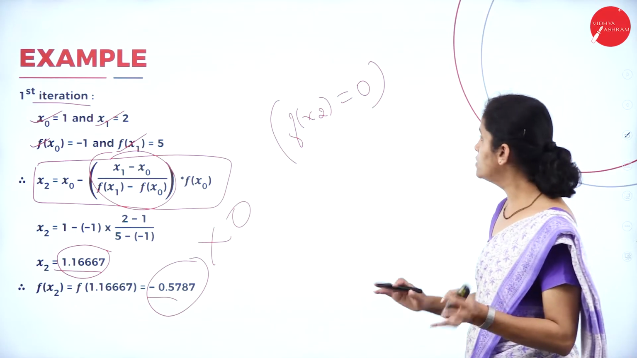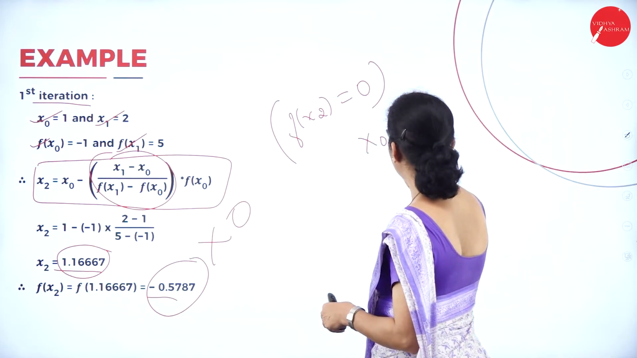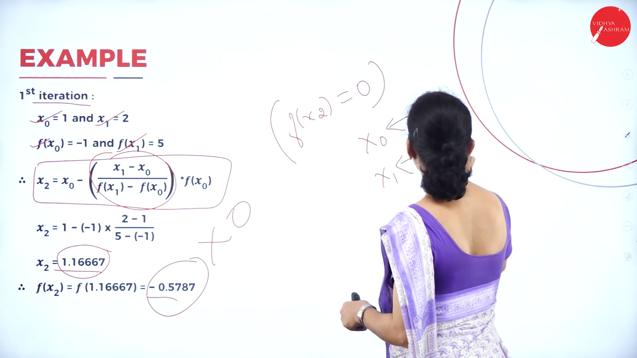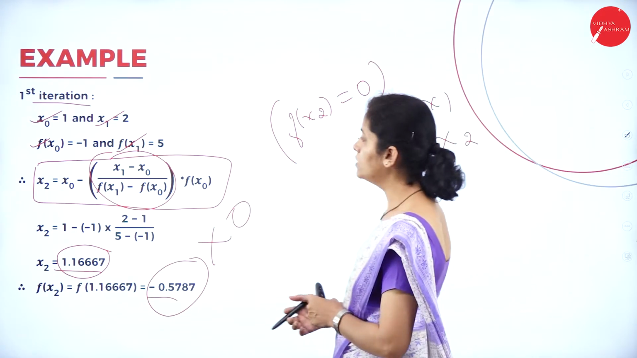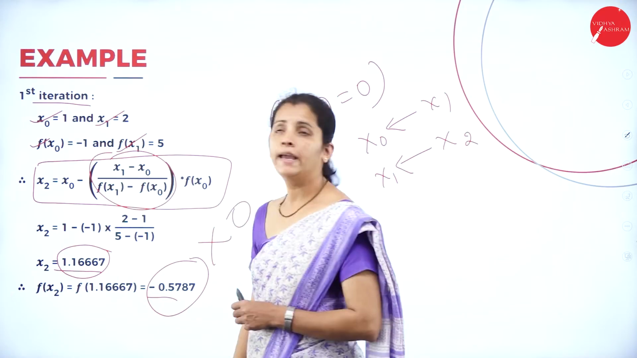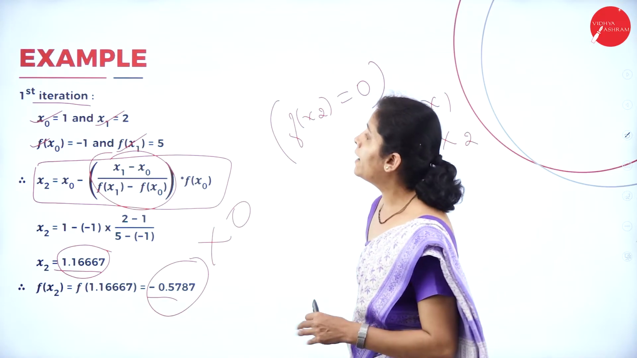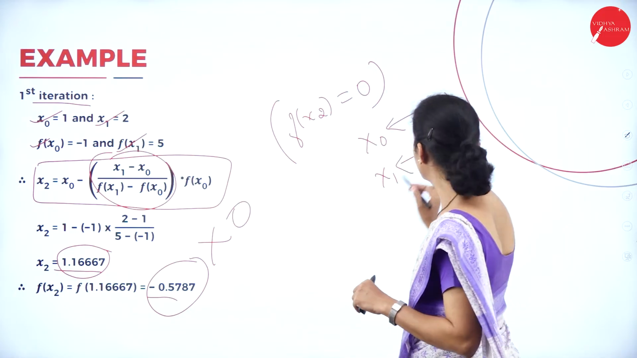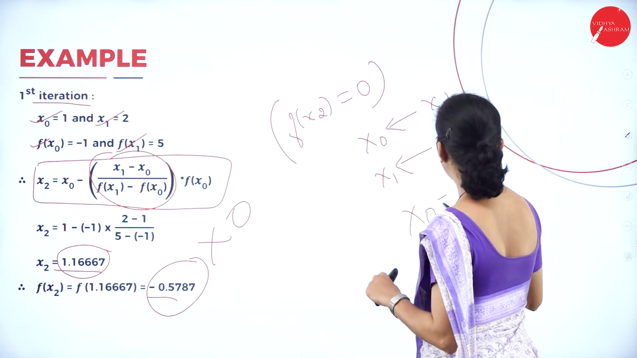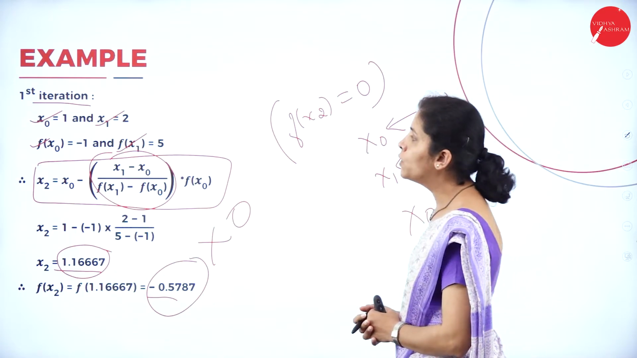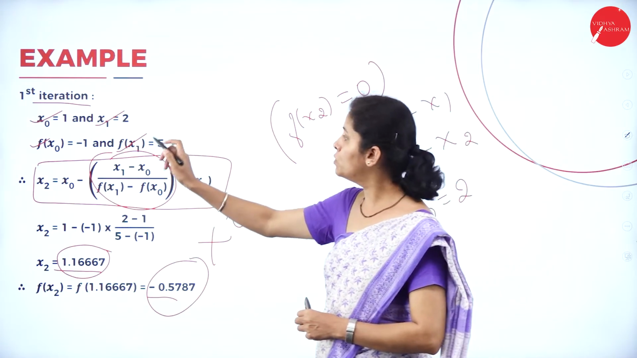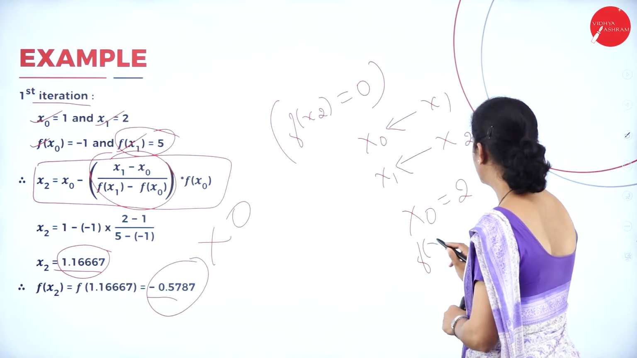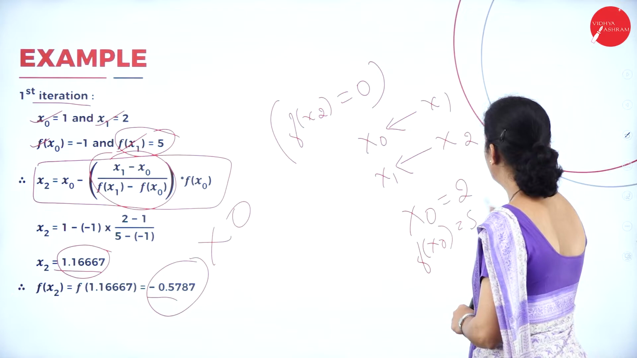If not, I just want to replace x0 by x1 and x1 by x2. Fine. So here, what is my x0? It is 1. I want to replace that 1 with the value 2. So I'll replace x0 equal to 2. When my x0 equal to 2, what is my f of x0? F of x0 is nothing but 5.